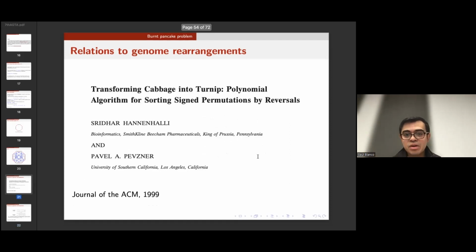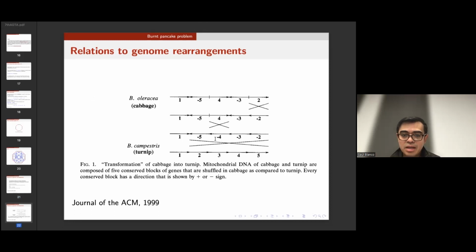By the way, for the unsigned case there's no such algorithm known. I already mentioned that it's NP hard in the case of the pancake problem if you use prefix reversals. But it's not known what happens if you allow any reversals. It's still not known if it's polynomial. But things seem to get easier when you allow for signs. In this case, we have an efficient polynomial algorithm that will sort any of these signed permutations using block reversals, instead of prefix reversals.